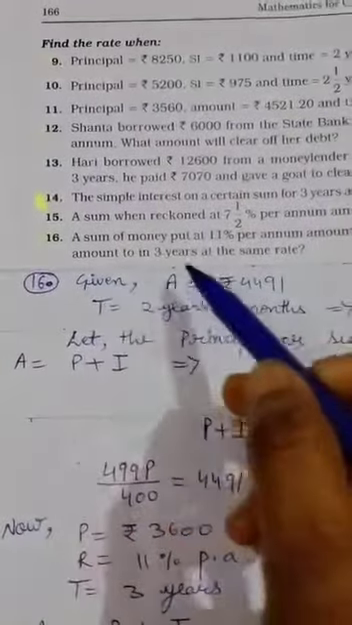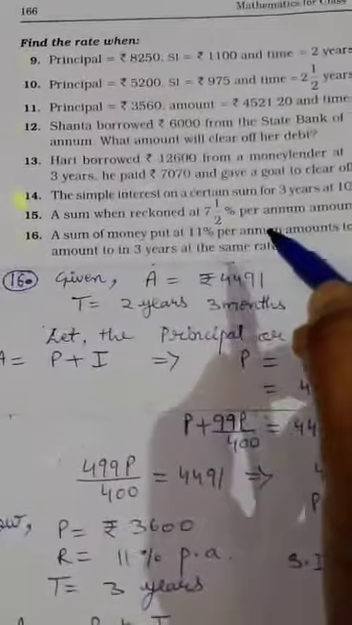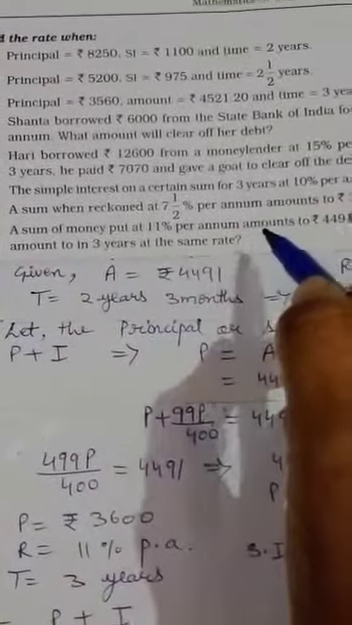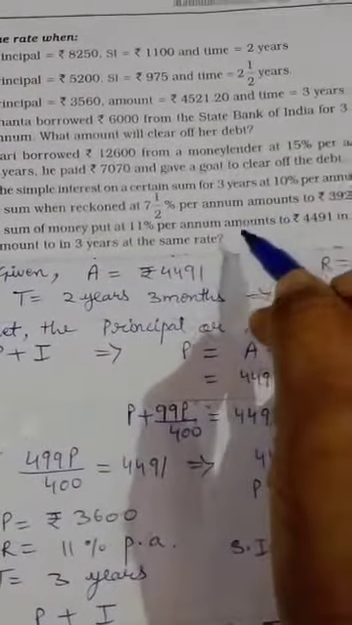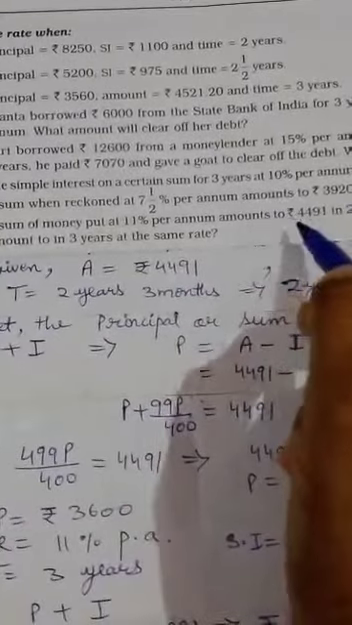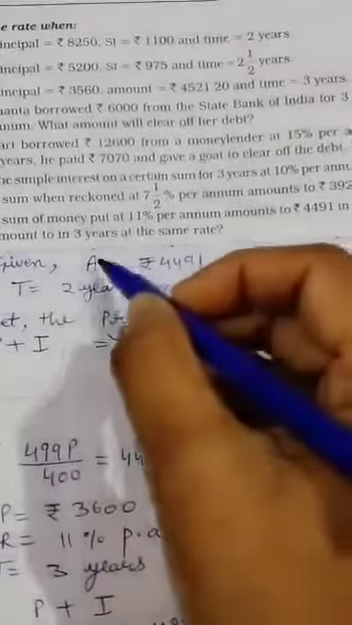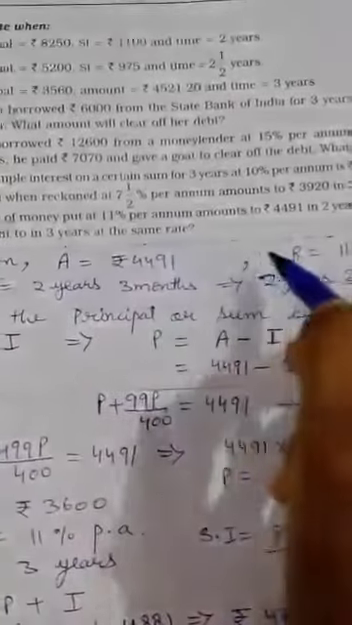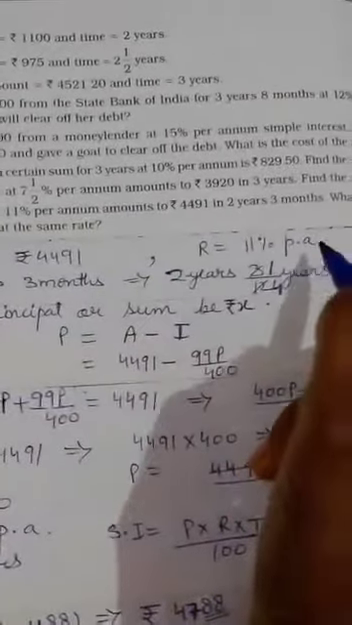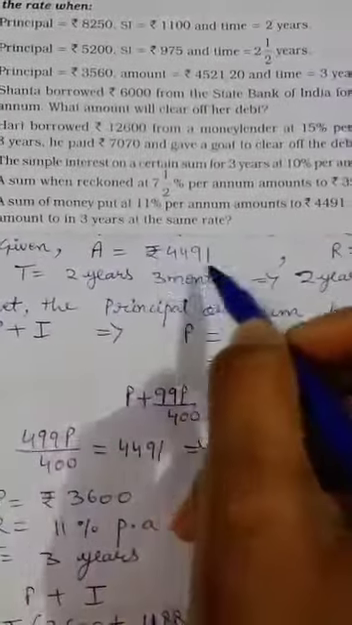In the given part, you have to write amount, because here you have seen "amounts to" is written. So this will be your amount. Rupees 4,491 is your amount. Rate is 11% per annum. Time is 2 years 3 months.